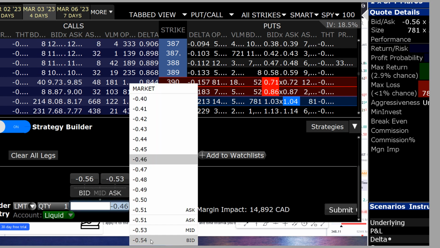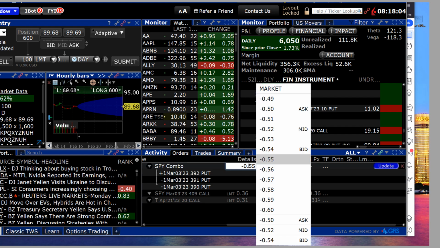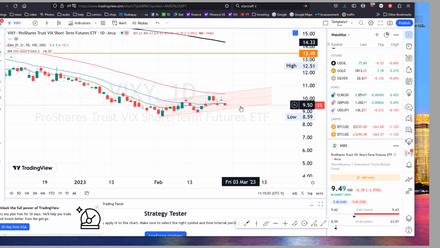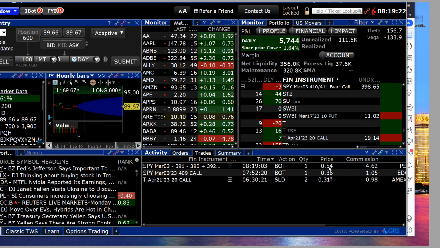Looks like I can get a little bit more for it, so I'll put in 155, which is the bid. Okay, I'll drop this down to 154. Order filled. There we go. So that one just got filled at 54 with 4.62 in commission. So that's about $50 of net premiums after commission, and we'll have to see how this goes.